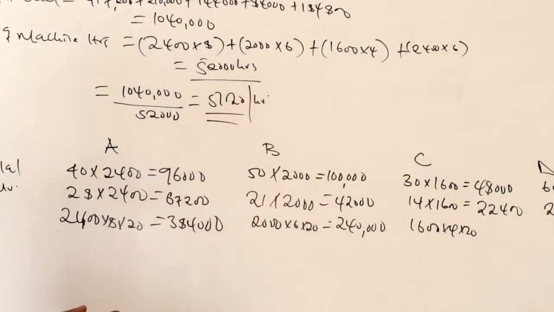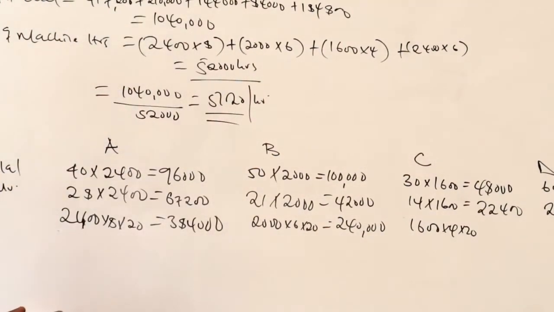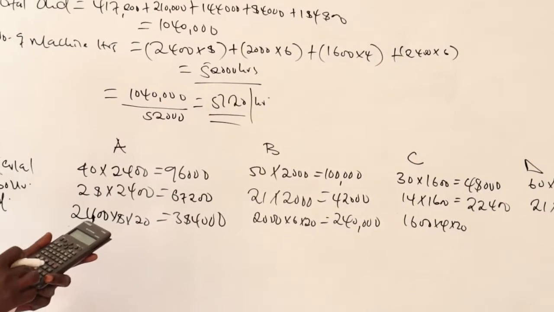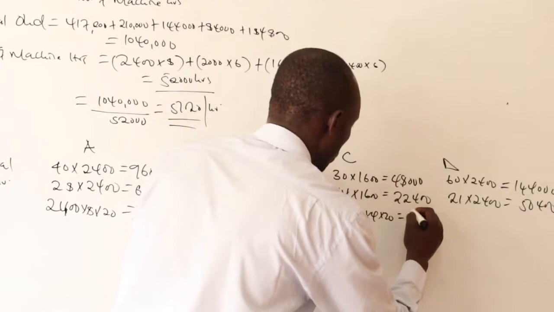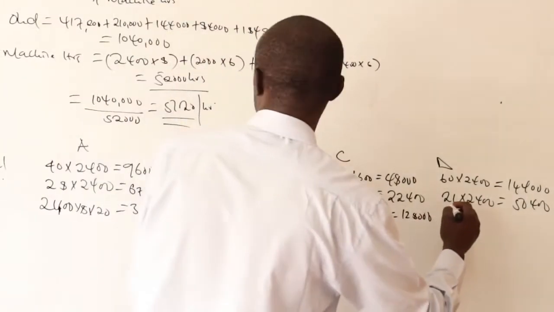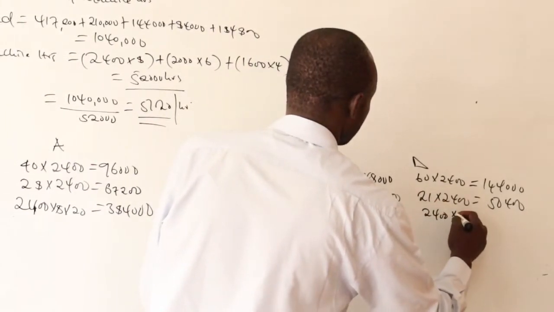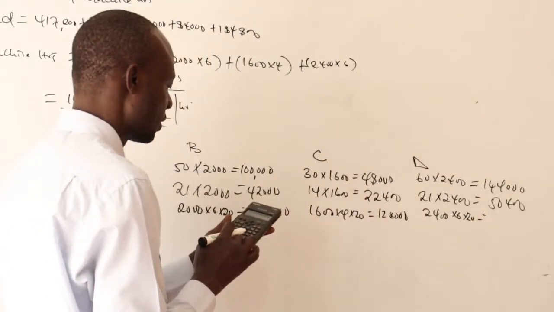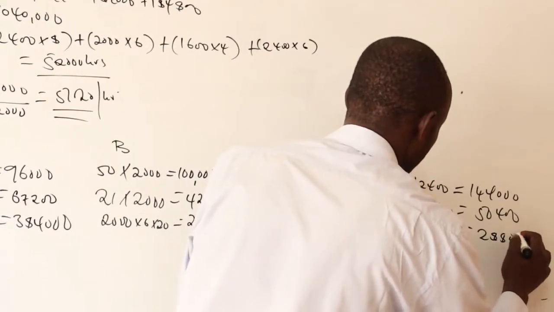This one will be 1,600 times 4 times 20. Why 1,600 times 4 times 20? 1,600 is to be able to get the total machine hours, and we've been told the absorption rate is 20. So this one will give us 128,000. And then the last one would be 2,400 times 6 times 20. This one will give us 288,000.